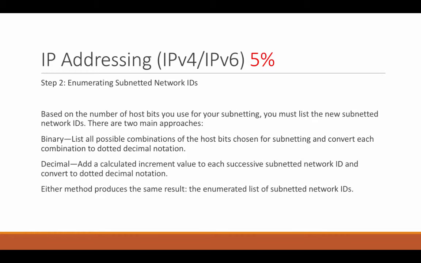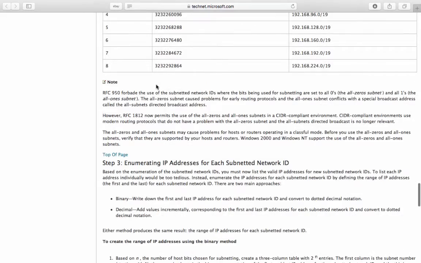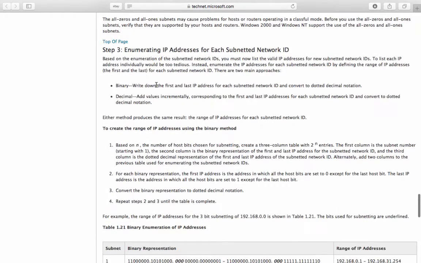So step number 3 is enumerating IP addresses for each subnet network ID. Now, I've just decided to look at Microsoft TechNet here because they have a great explanation for it, and I'd rather use theirs than try to rewrite my own from theirs. So let's take a look at this. Okay, so step 3 here.